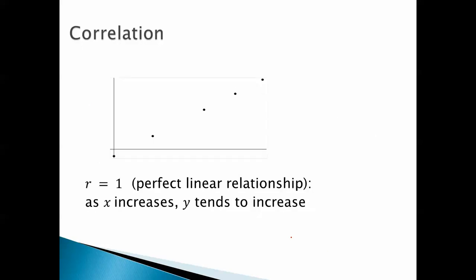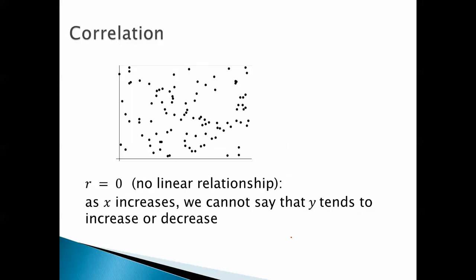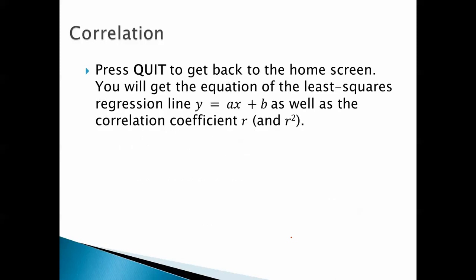Okay, so for example, r equals 1 would be a perfect linear relationship. As x increases, y tends to increase. R equals -1 would be a perfect linear relationship. As x increases, y tends to decrease. And r equals 0 means there's no linear relationship. As x increases, we cannot say that y tends to increase or decrease.